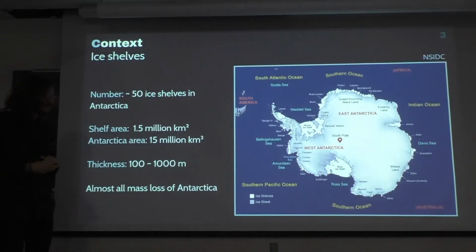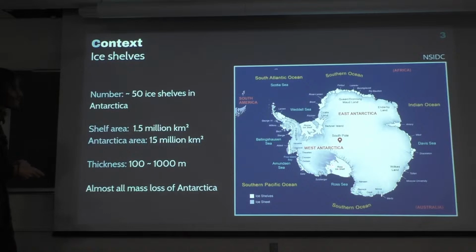So this is a map of Antarctica. All these white areas that you see here in plain white are an ice shelf. There are around 50 of them, and if you sum up their area, they run to 1.5 million square kilometers, which is around 10% of the surface of Antarctica. And these ice shelves are really important because they drive most of the mass loss of Antarctica that ends up leading to sea level rise.